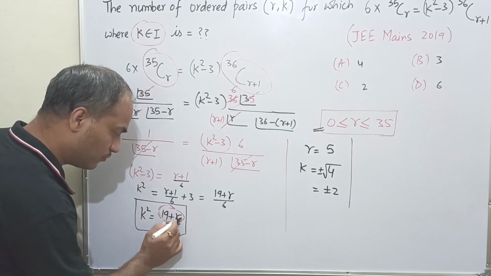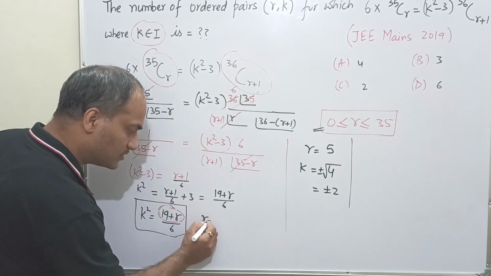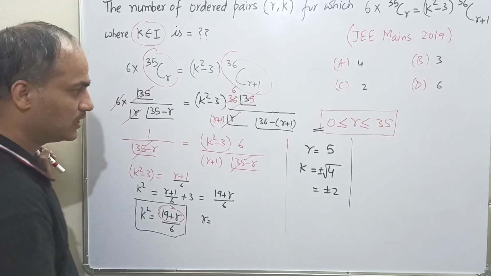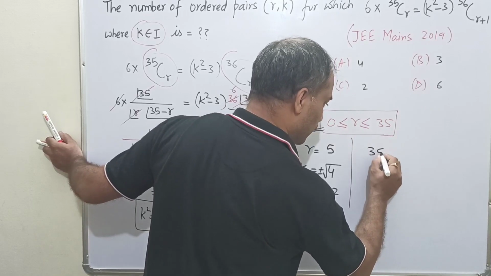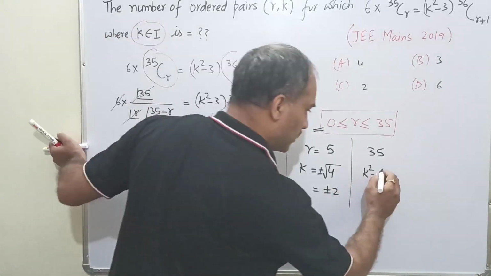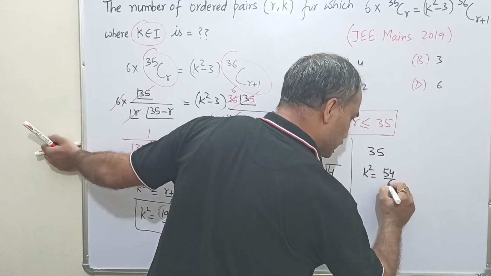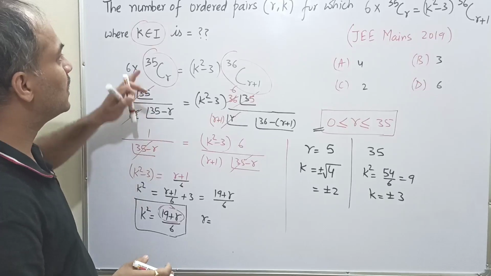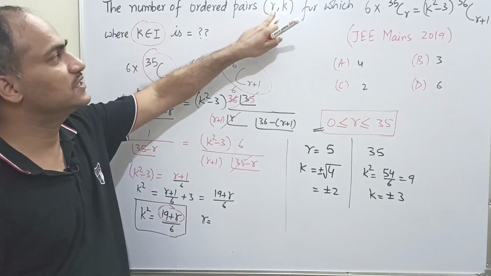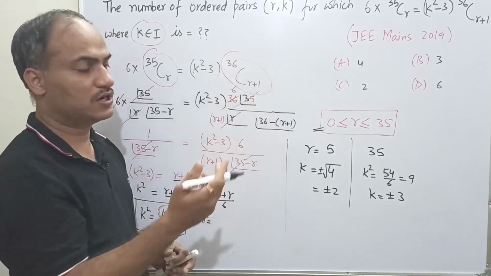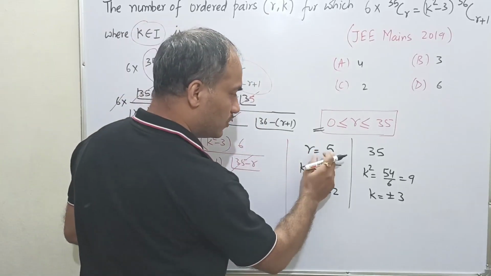When will this value be 54? When r is equal to 54 minus 19, which gives 35. So when r is equal to 35, k square will be 35 plus 19, 54 by 6, which means 9. So k will be plus minus 3. They are asking for the ordered pairs. An ordered pair is like this, (r, k). r will be the x coordinate and k will be the y coordinate. So from here, what can you see?